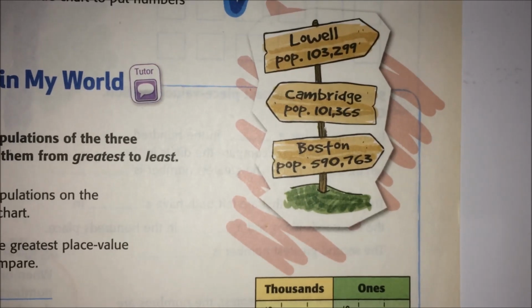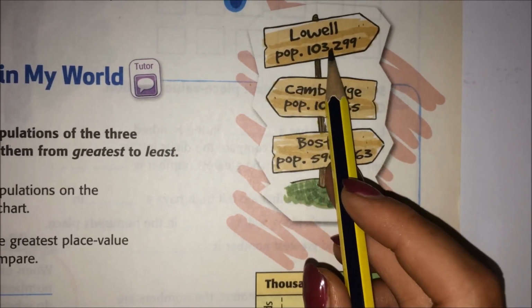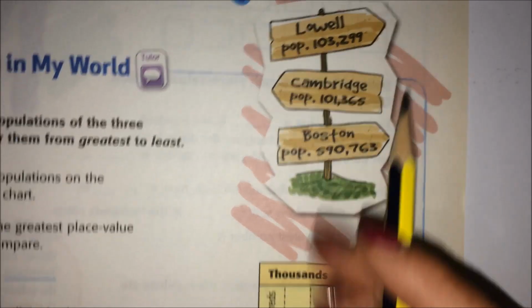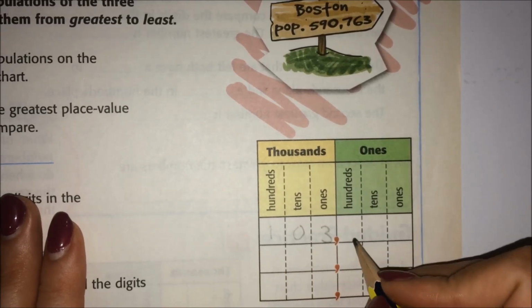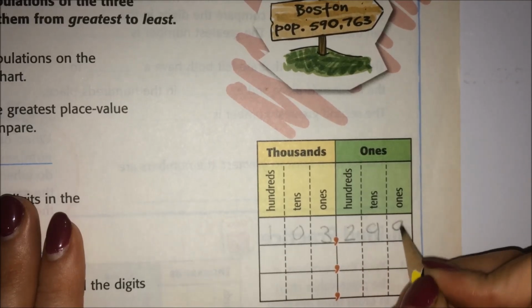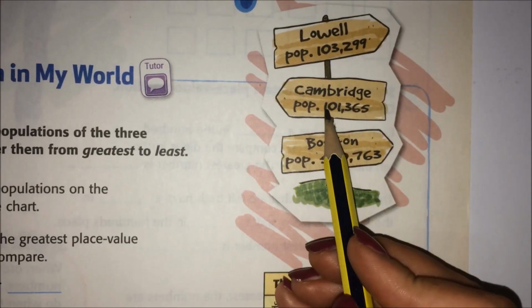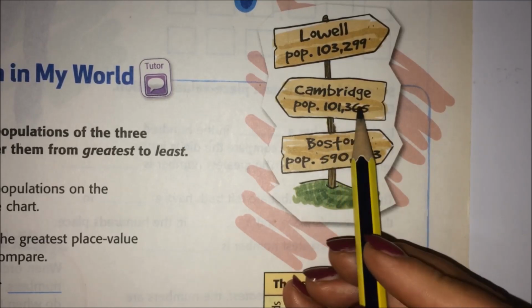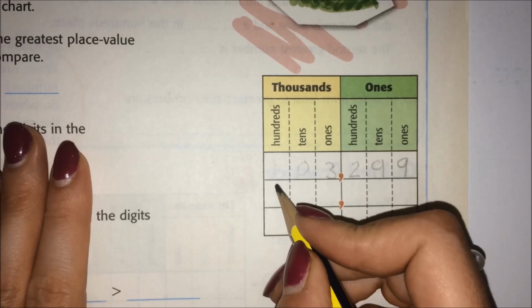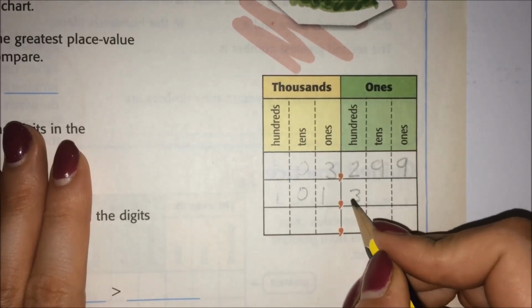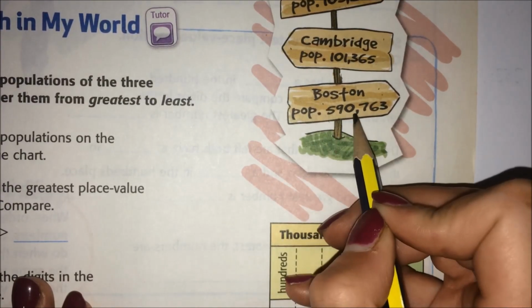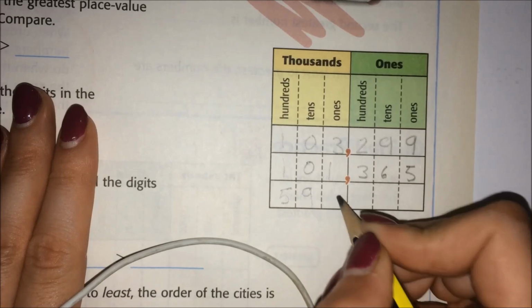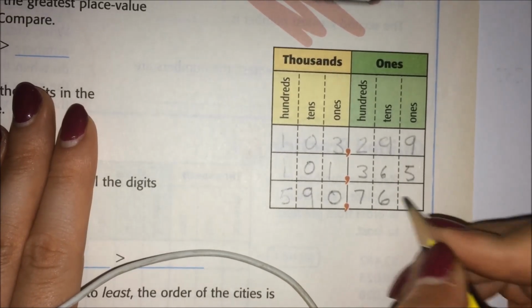Okay, so the first one is 103,299. Second one is 101,365. And the last one, 590,763.